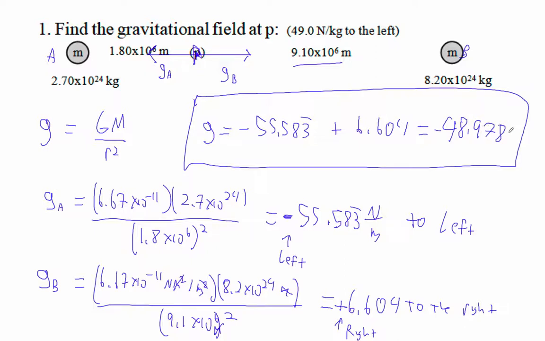Now this is newtons per kilogram, right? So this means it's to the left. The hardest thing here now is how do you write that with 3 sig figs? We're rounding to this place. We have to round up, so it's 49.0 newtons per kilogram left. Okay? Now if you say negative to the left, I will interpret that to be to the left. Okay? There we go. All right.